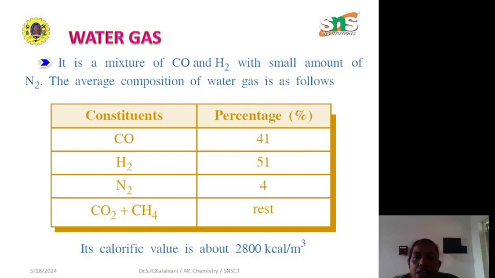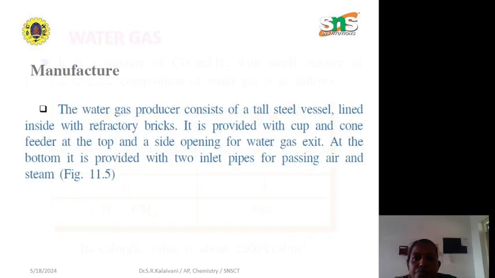Good morning. Last class we discussed producer gas. This class we are going to discuss water gas. It is a mixture of carbon monoxide and hydrogen with a small amount of nitrogen. The average composition is carbon monoxide 41%, hydrogen 51%, nitrogen 4%, and carbon dioxide and methane the rest. Calorific value is 2800 kilocalories per meter cube.